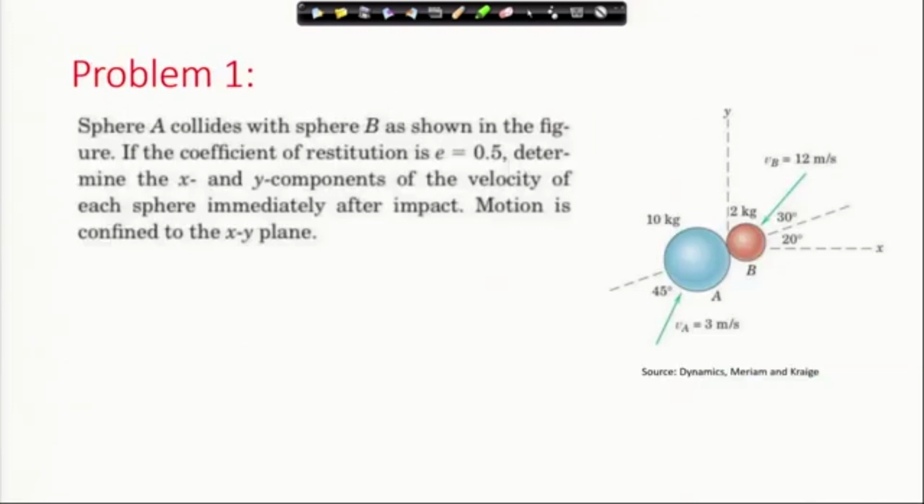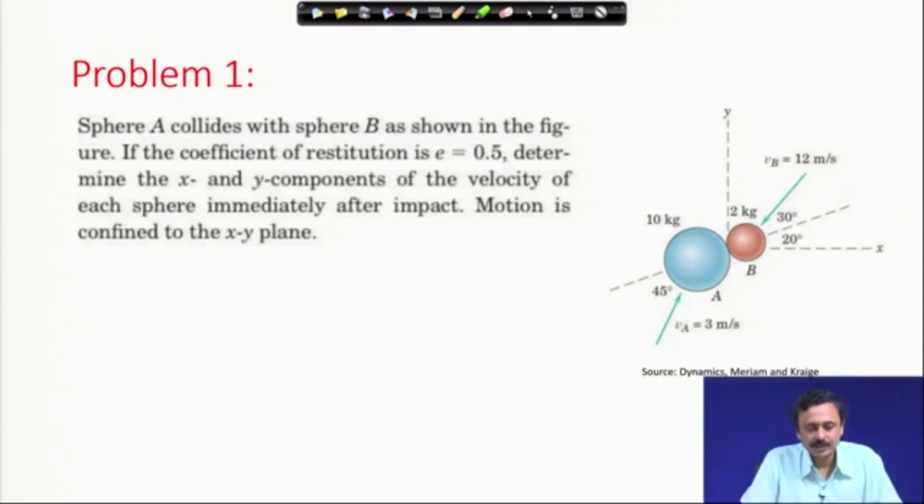Let us look at a problem. This is from the book of Meriam and Craig. Sphere A, which is this blue sphere, collides with sphere B as shown in the figure. If the coefficient of restitution is 0.5, determine the x and y components of the velocity of each sphere immediately after impact. Motion is confined to the x y plane.